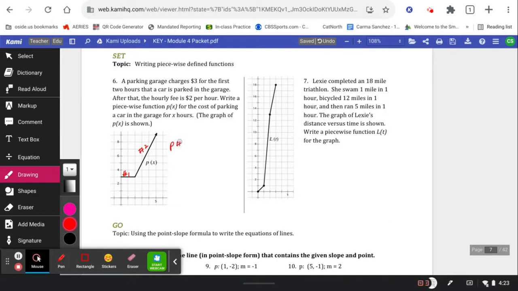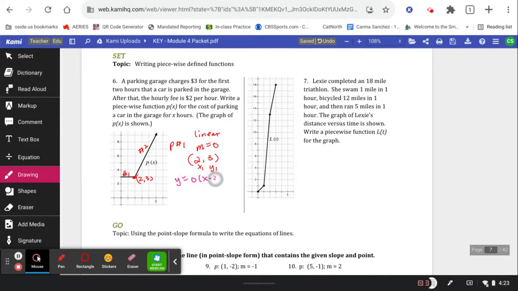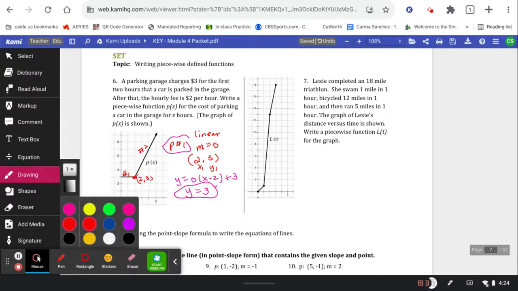Piece number 1 first. What's my slope of that nice horizontal line? That slope is 0. And any point on this line, I'm just going to grab this guy right here. So it's out 2 and up 3, and that can be used as my x1, y1. This is a linear function. In fact, it's just a horizontal line with no slope. So for piece number 1, here comes my equation. y equals 0 times (x minus x1) plus y1, or everything in the front zeroes out and it's just 3. There's piece number 1.